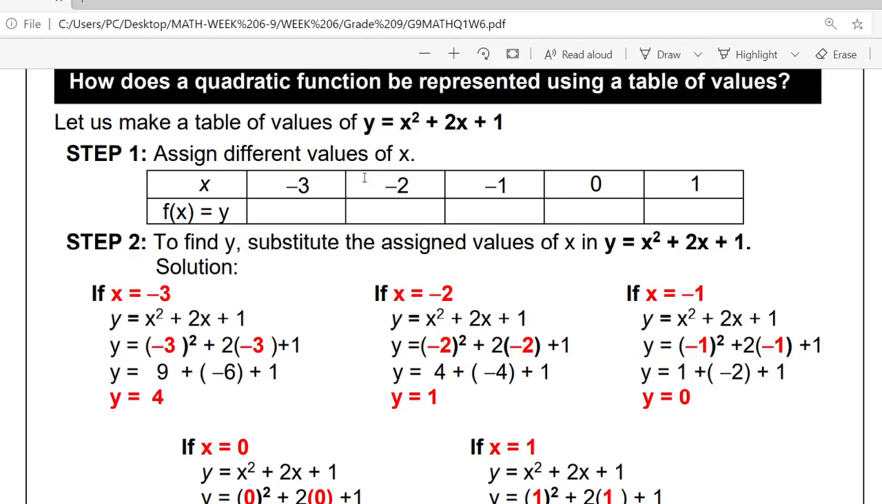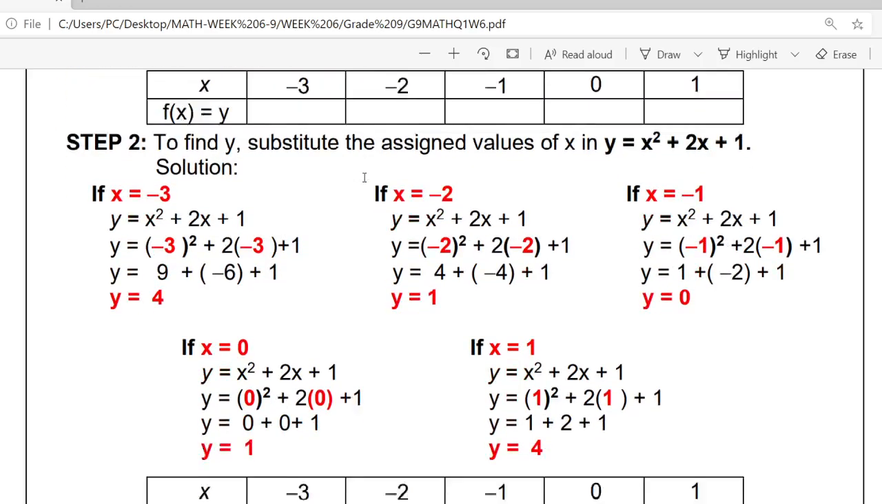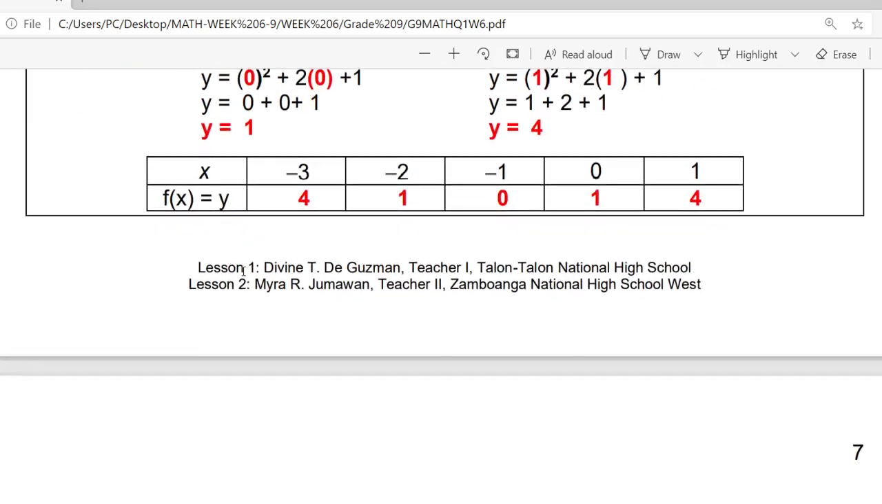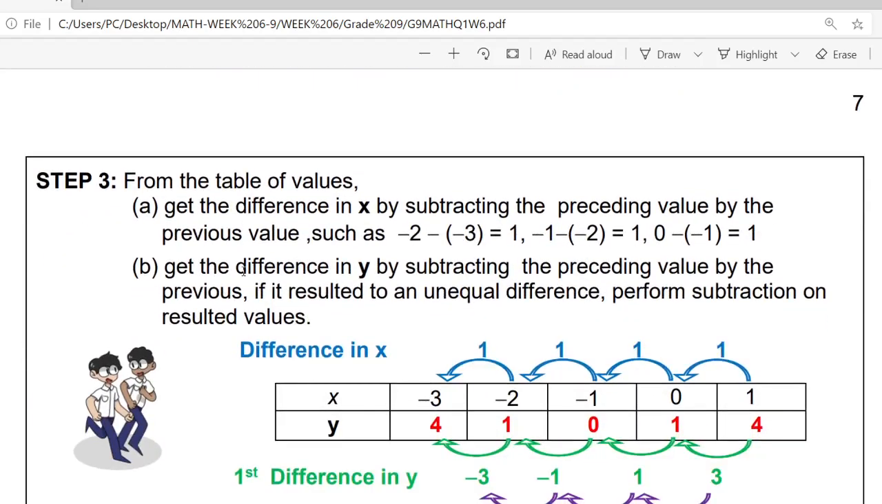Based from that equation, you can make a table of values by assigning different values of x. And this is now our table of values. You call that a table of values.